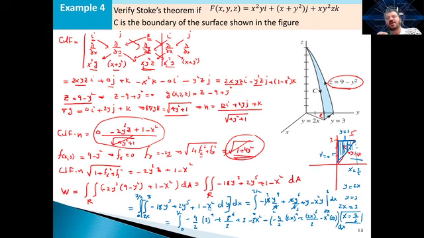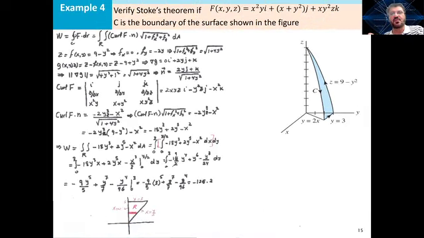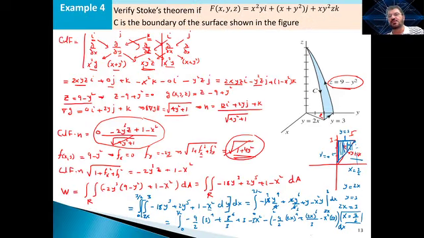I leave this one for you guys to finish. And I think you will get at the end minus 125.2. This is the final answer. It's just a matter of simplification and integration, guys. And this is how you apply the curl F in Stokes' theorem to find the work done on an object.